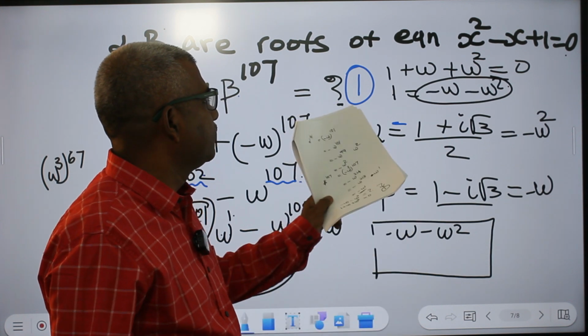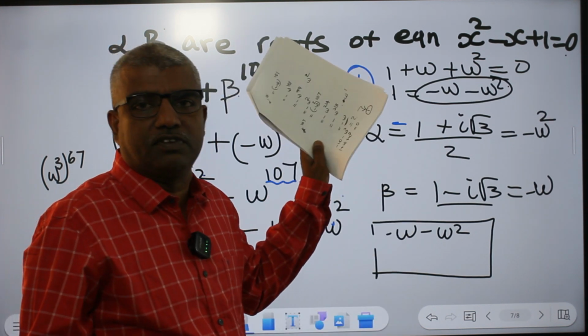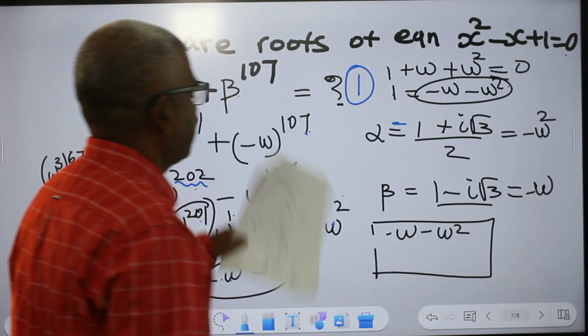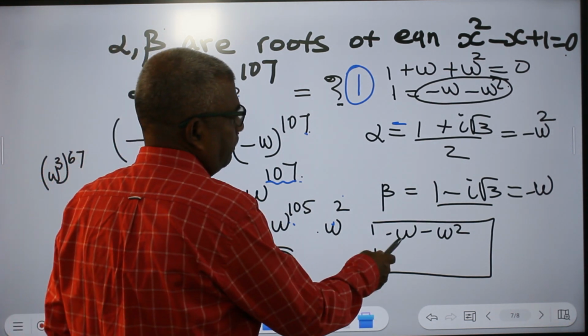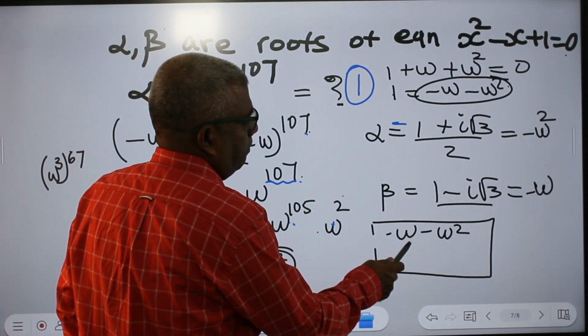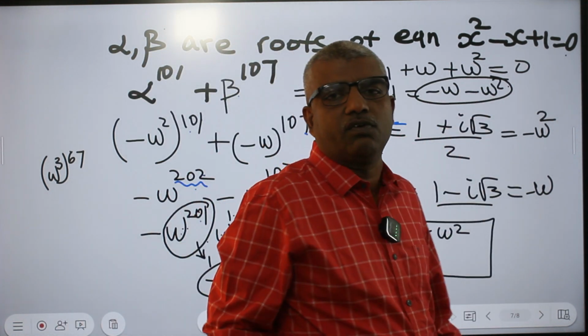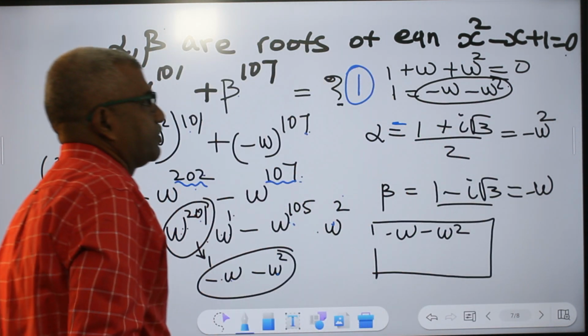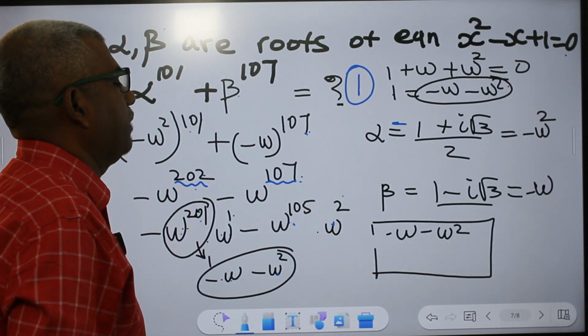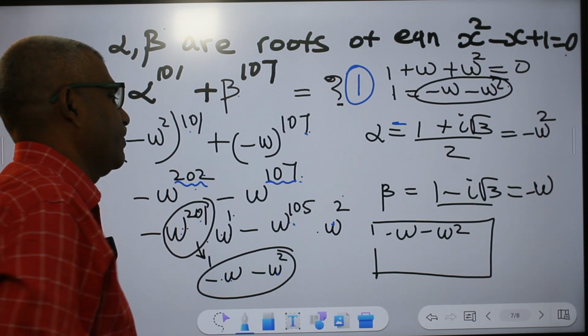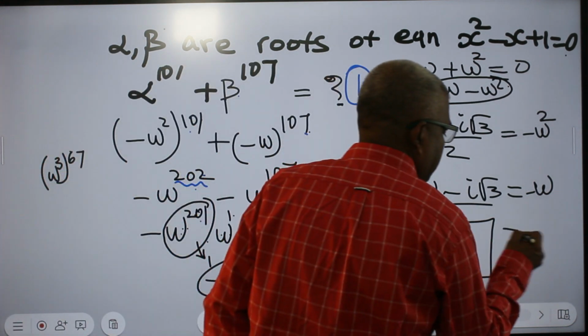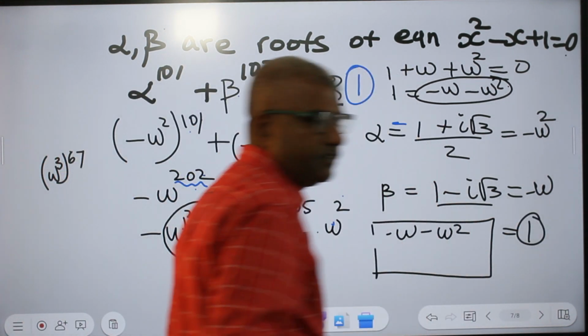So what we have to do? This is a JEE Main past paper question. We know 1 plus omega squared equal to 0. So 1 plus omega squared equal to 0 means minus omega squared is equal to 1.